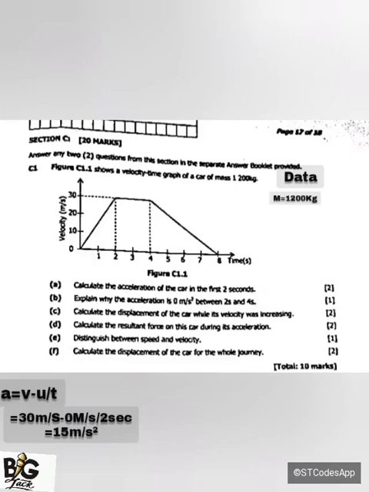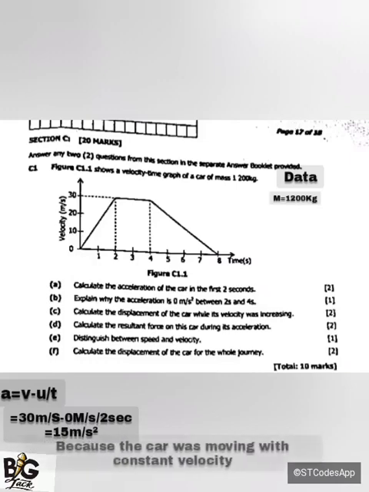As for question B, it says explain why the acceleration is 0 meters per second squared between 2 seconds and 4 seconds. Like I said earlier, when the time is changing and the velocity is not changing, there will be no acceleration. As a result, the acceleration is going to be 0. What is going to cause that? I'm going to say because the car was moving with constant velocity. As you can see, from 2 seconds up to 4 seconds, the car was moving with the same velocity, which is 30 meters per second. So I'm going to say the car was moving with constant velocity. Don't say constant speed, just say constant velocity.